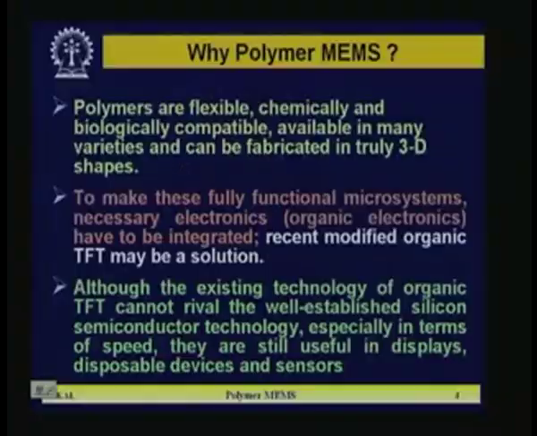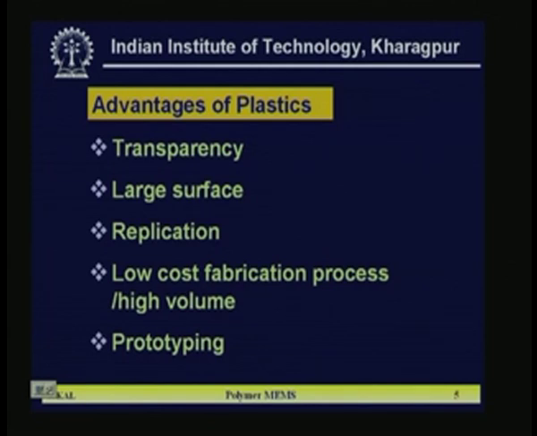polymer transistor. But no problem, not all circuits require high speed. There are certain areas where speed is not at all a concern. Those areas are mainly displays, disposable devices and sensors. Their speed is not a major concern. So in those areas you can use polymer transistors or active devices along with sensors and actuators to have complete functional polymer microsystems.